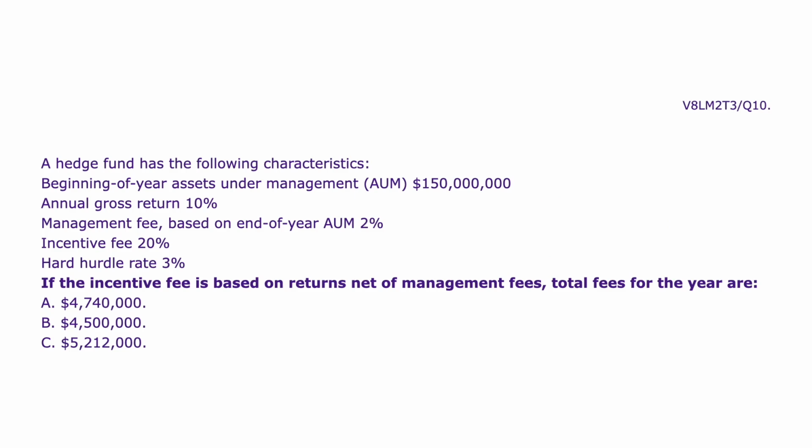A hedge fund has the following characteristics. Beginning of year assets under management AUM $150 million. Annual gross return 10%. Management fee based on end of year AUM 2%. Incentive fee 20%. Hard hurdle rate 3%. If the incentive fee is based on returns net of management fees, total fees for the year are A.